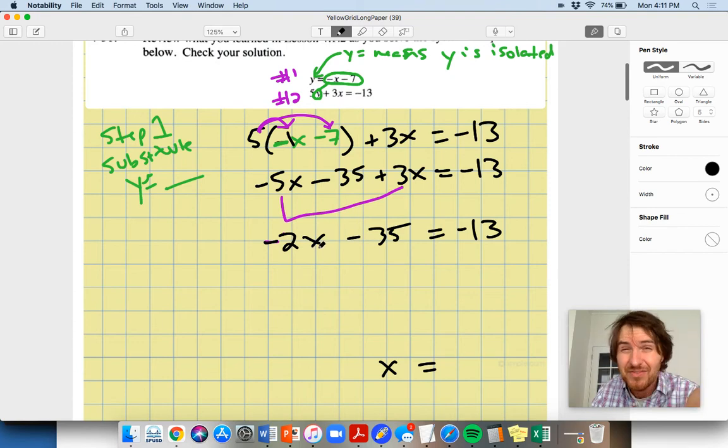Negative 2 times 5, if it's 5. I don't know if it's 5. I have no idea. Okay, so negative 2 would get multiplied by x, and then 35 would get subtracted from that, right? The PEMDAS rules: negative 2 gets multiplied, and then subtraction comes later.